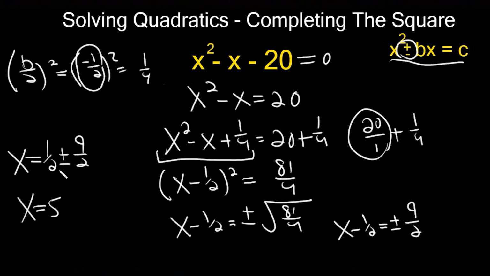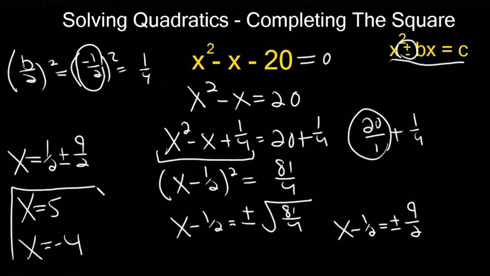And then doing the other one, if I do 1 minus 9, that will give me negative 8. Divided by 2, I get negative 4. So x is equal to negative 4. This is where the quadratic is crossing the x-axis. It's crossing at 5 and negative 4.